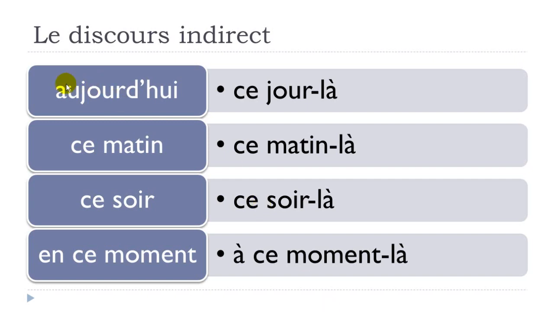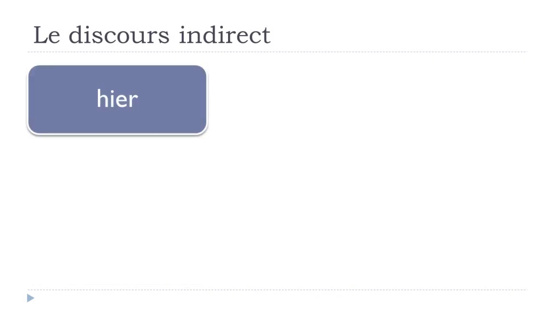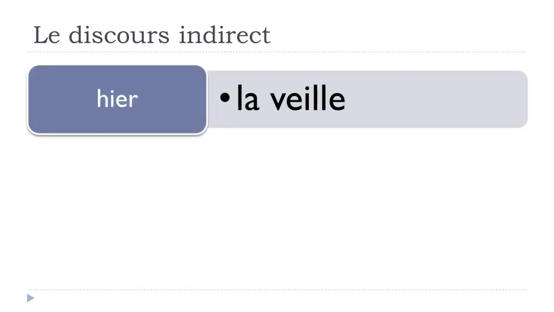So remember, aujourd'hui will become ce jour-là if you put a sentence into le discours indirect. Ce matin will become ce matin-là. Ce soir will become ce soir-là. And then en ce moment will become à ce moment-là. Okay, let's see. Hier, yesterday, will become la veille.